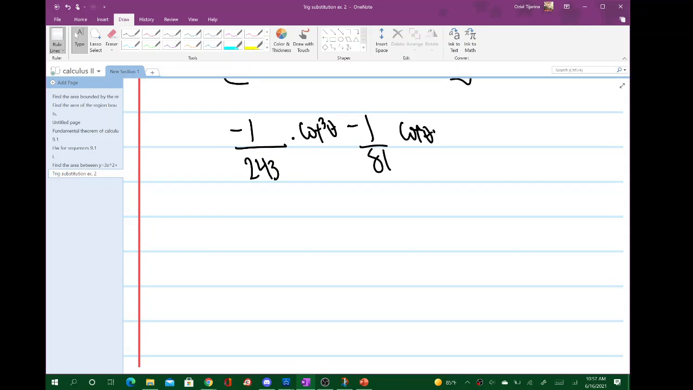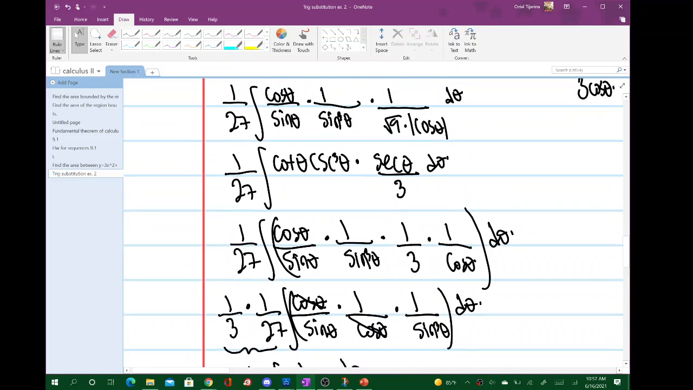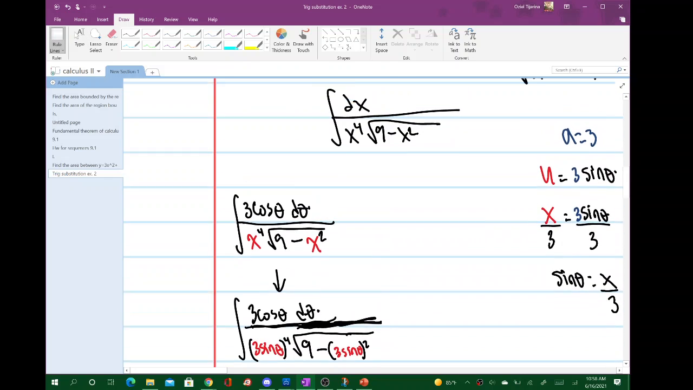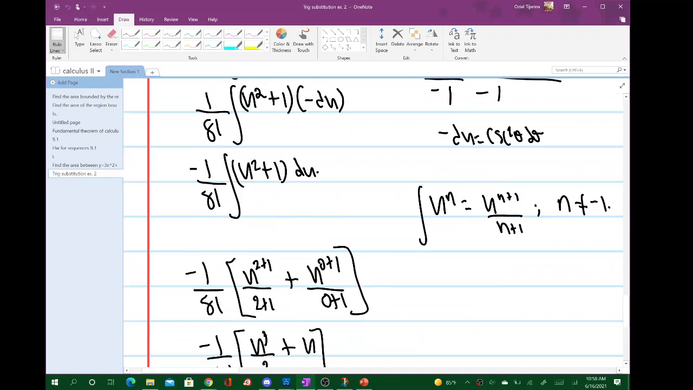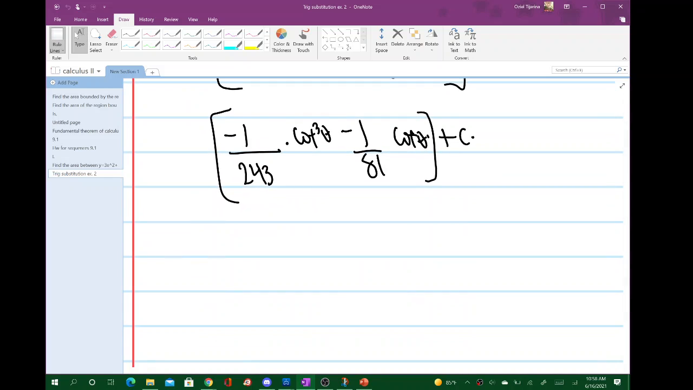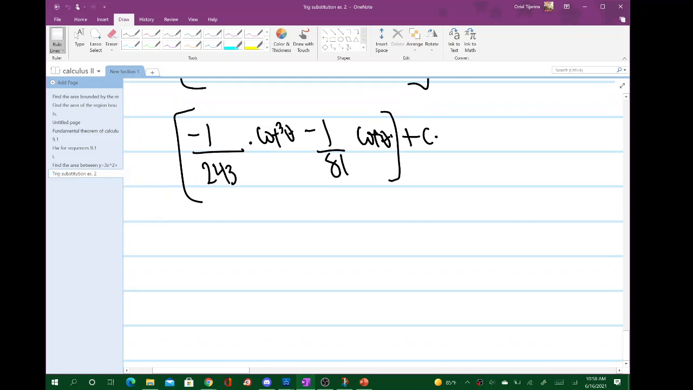So this is going to be the integral plus c, but remember what we were doing at the very beginning of this video? We were not integrating with a trig function. We were integrating with an algebraic function, or an algebraic term. So we need to write this in algebraic terms.